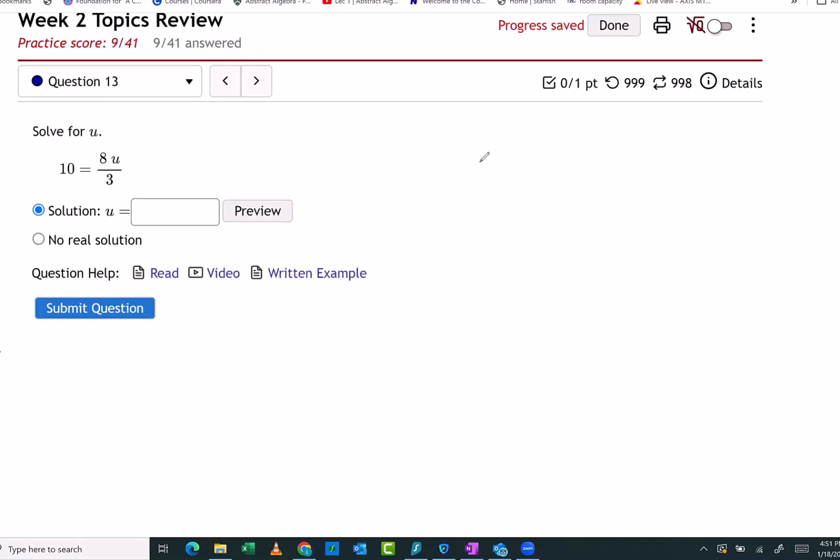Now I have 10 equals 8 times u divided by 3. And what do I do? I do the opposite operation. First, I always want to get rid of my denominators because they're always a problem.